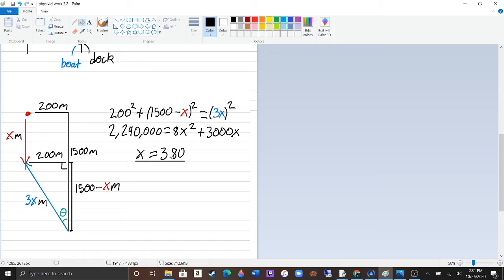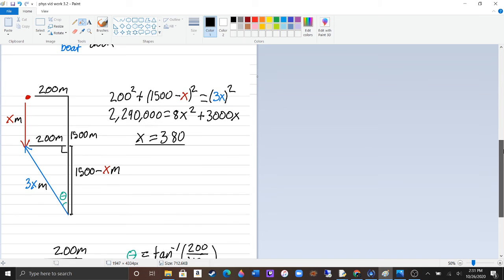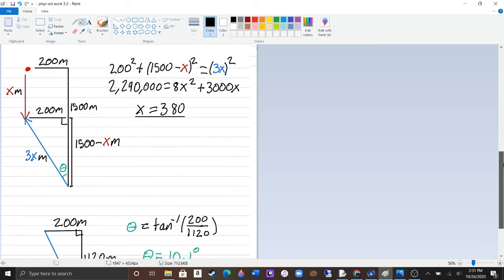And we can check that by seeing if this 3x right here should be just a little bit longer than the 1,500 minus x and should be 3 times as long as this still. Which is how we found it out, but it is good to double check.